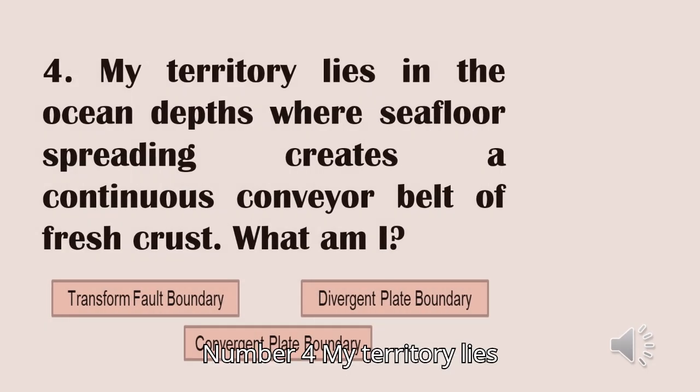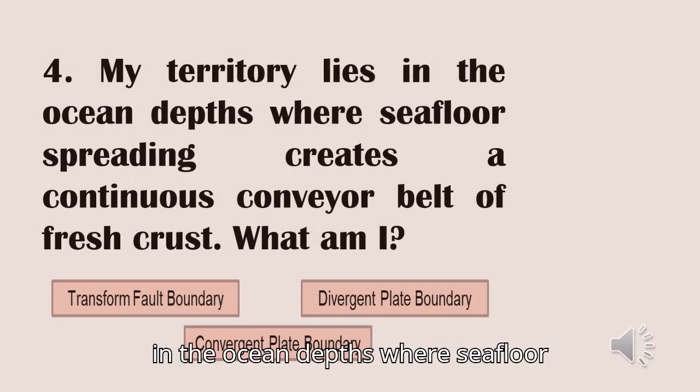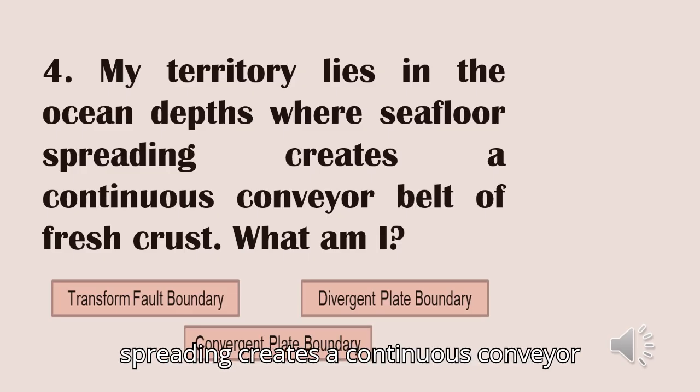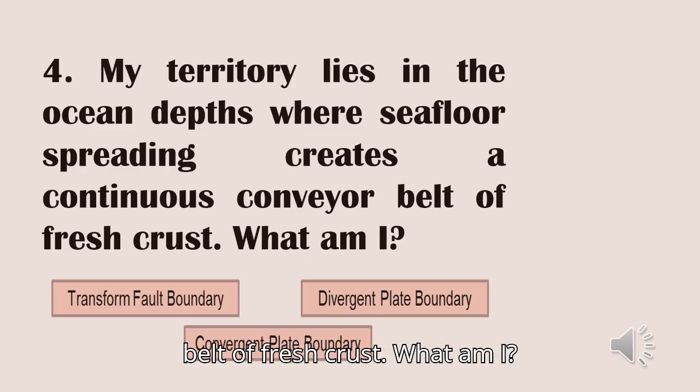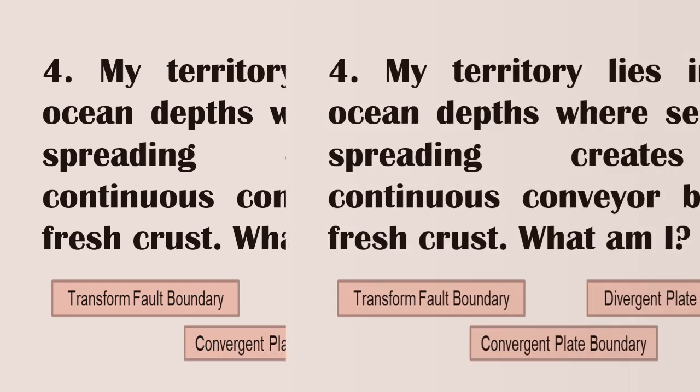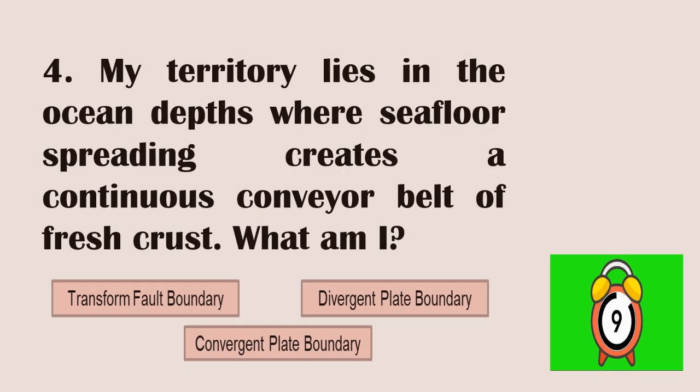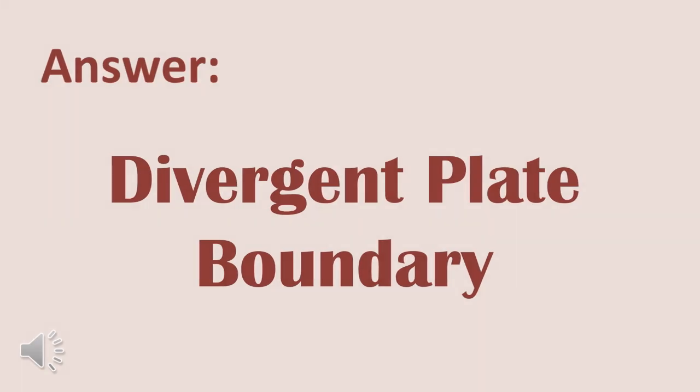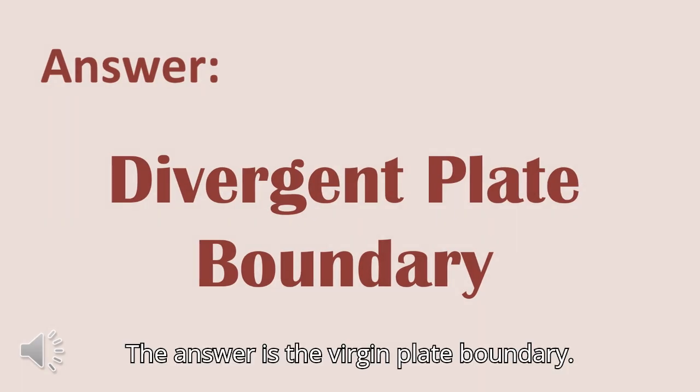Number 4. My territory lies in the ocean depths where seafloor spreading creates a continuous conveyor belt of fresh crust. What am I? The answer is divergent plate boundary.